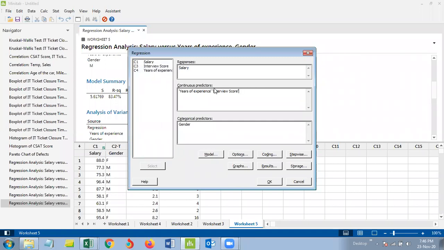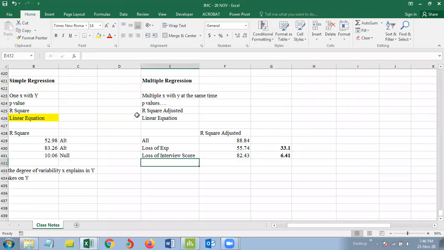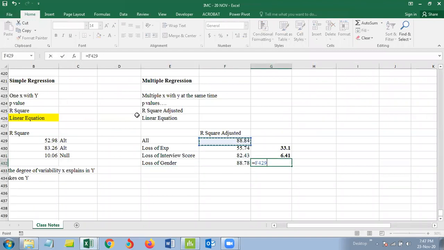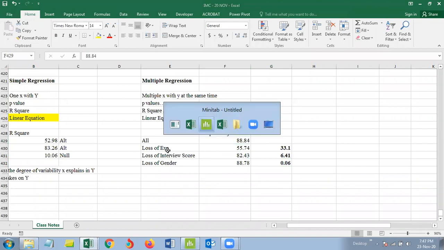So we'll put it back. We have got interview score back. Let's see gender, remove gender and see what its role is in the overall model. 88.78. So this is the loss of gender, 88.78. Let's see what was its role in the decision. 0.06% was the overall. That's why it was coming as null. The 10.06, which was the individual impact, was overall playing a role of only 0.06% in the overall decision criteria. So we've got a clean model at this stage.